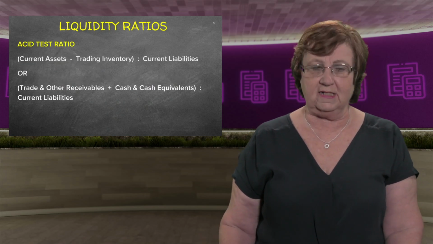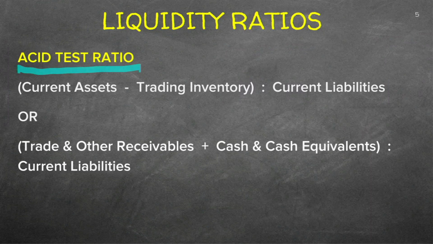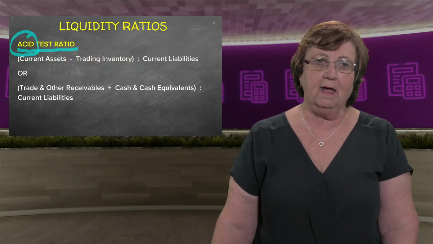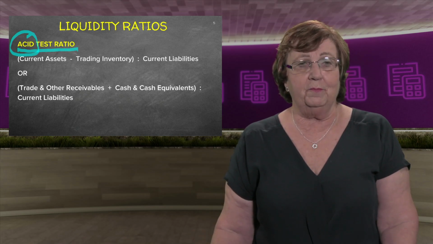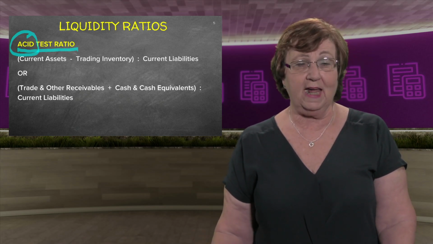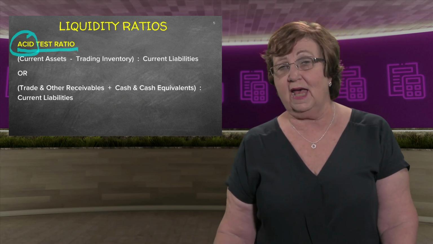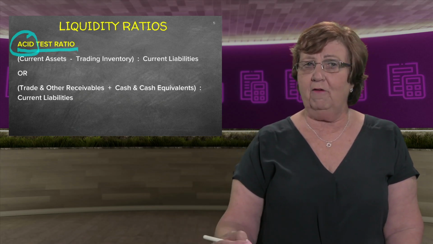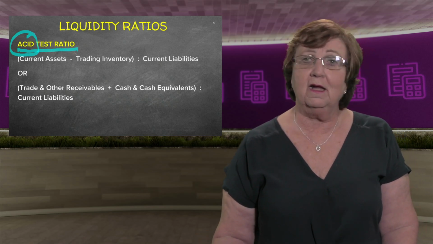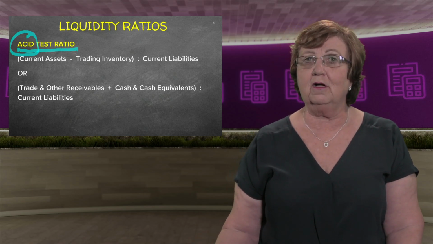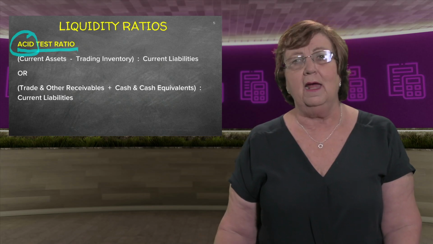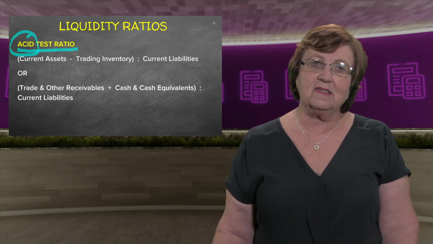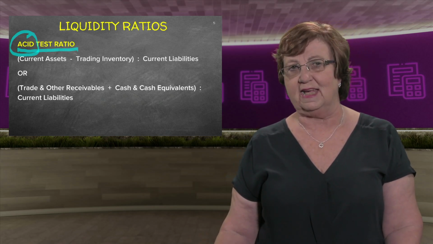Next, we're going to look at the acid test ratio. You may be wondering where this word acid comes from, and it originates from when gold was sold many years ago, and some of the traders would pretend to be selling real gold when it was actually fool's gold. So a buyer would come along and pour acid over the gold. If the gold remained, it was true gold. And if the gold disappeared because the acid had eaten it away, they would not buy the gold. Hence, we have the term acid test ratio.